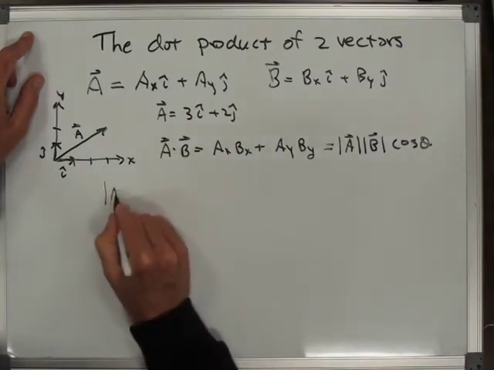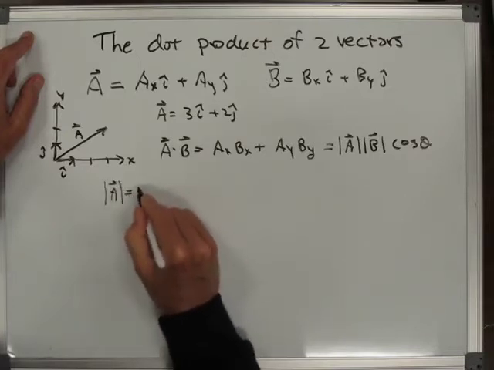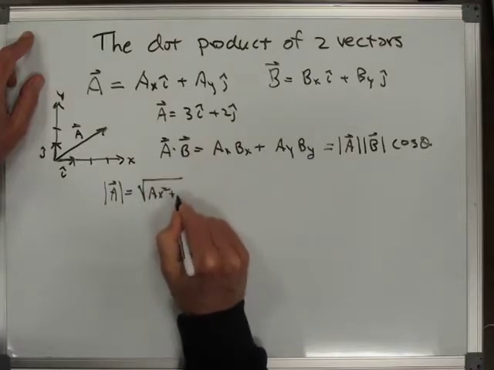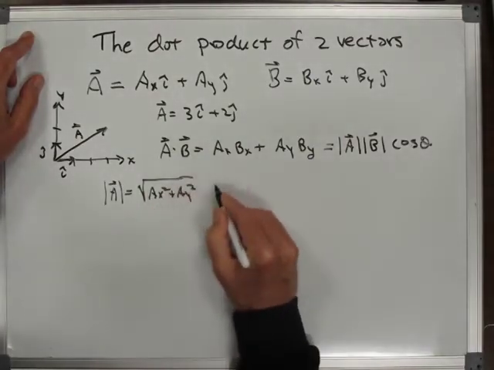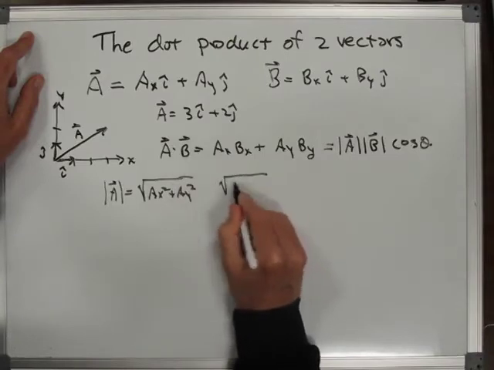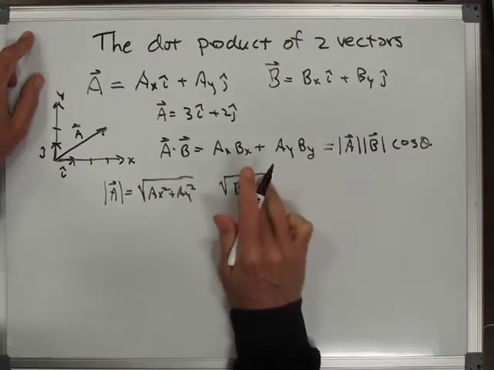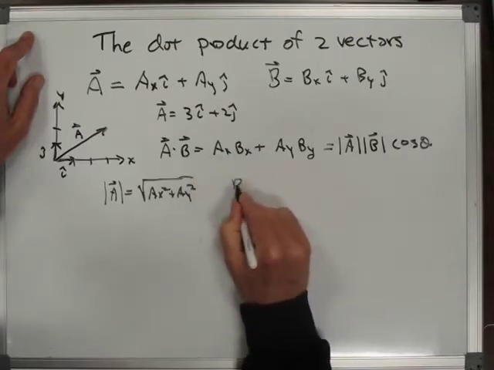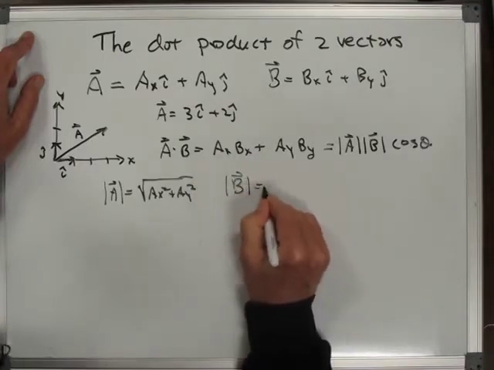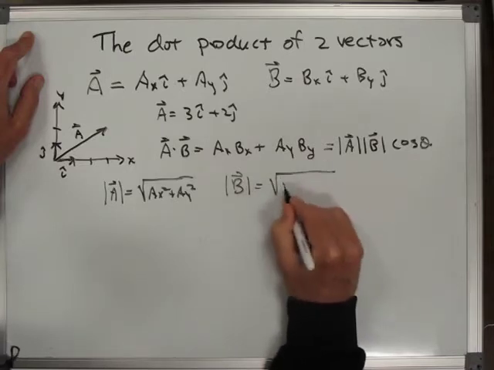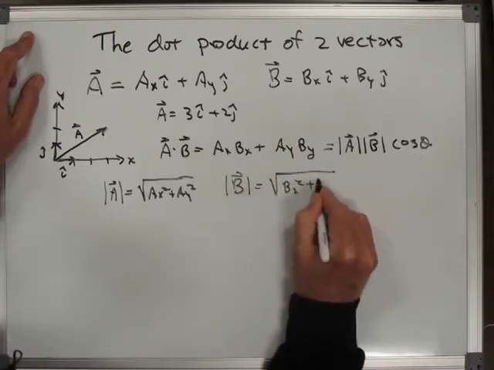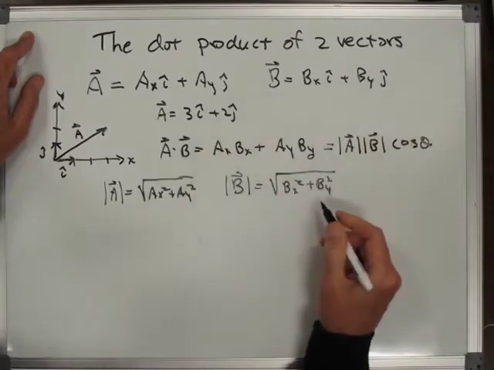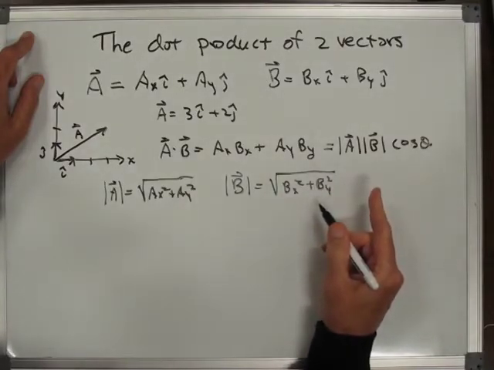The magnitude of the vector A is equal to the square root of ax squared plus ay squared, right? And the magnitude of the vector B is equal to the square root of bx squared plus by squared, right? That's the length of those vectors. Well, so what is the cosine of the angle between these two vectors, right? And so let's talk about that for a second.